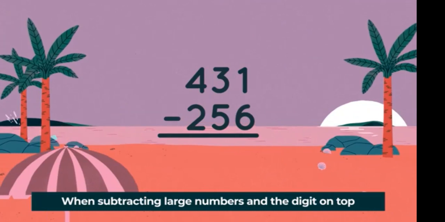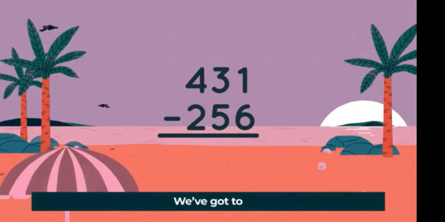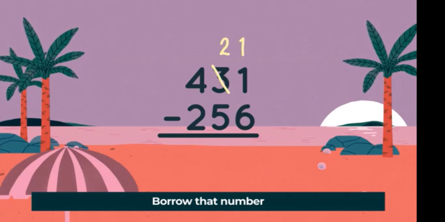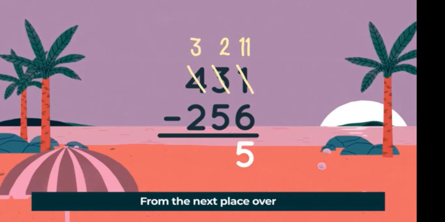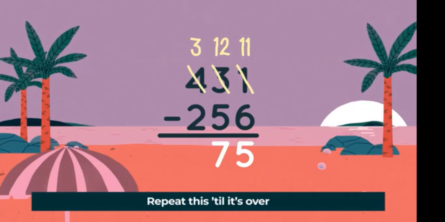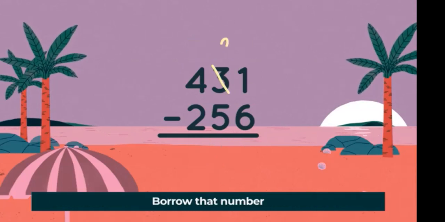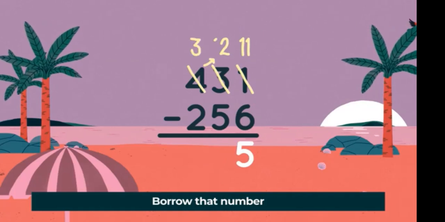When subtracting large numbers and the digit on top is smaller than the digit at the bottom, we got to borrow that number. Borrow that number from the next place over. Repeat this till it's over, because regrouping isn't hard when you can bring it over.